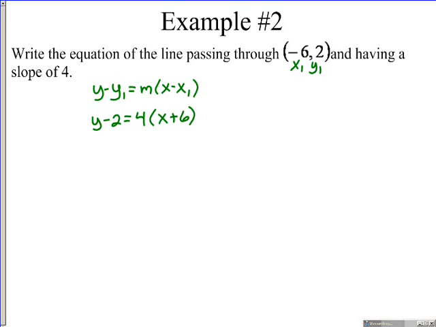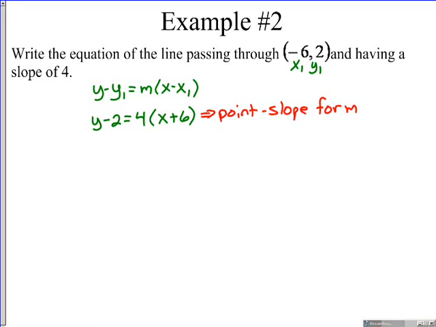Now, if this said write the equation in point slope form, you would be done. This right here is point slope form. This does not give us a specific form to put it in, so we need to continue. And remember, we want to put it in slope-intercept form since it does not tell us a form to put it in. To go from point slope form to slope-intercept form, there are always 2 steps.